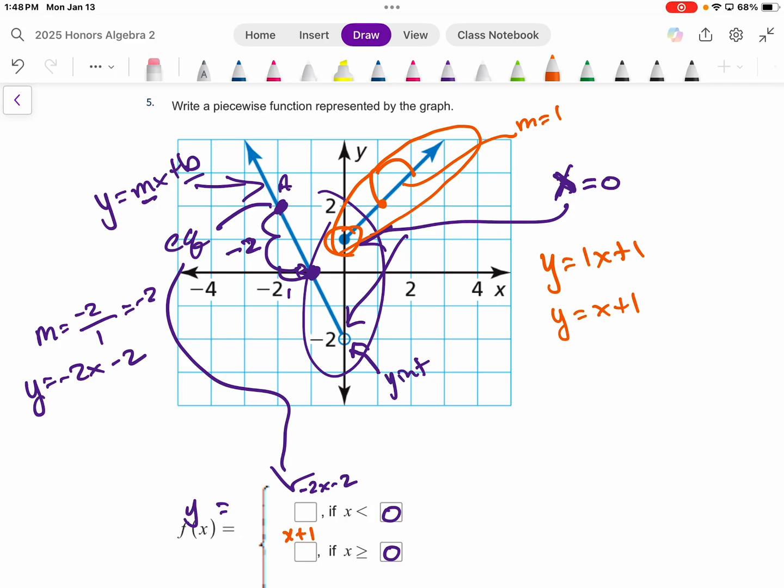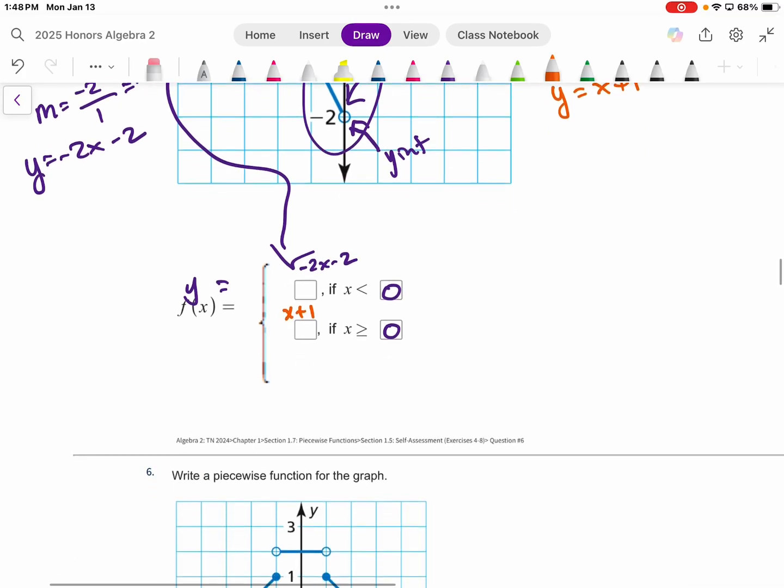Slope, y-intercept, slope, y-intercept. We don't reteach slope and y-intercept in slope-intercept form in Algebra 2. You're supposed to have remembered it. So hopefully you're paying attention and store it in there quickly. Okay? Just to let you know.